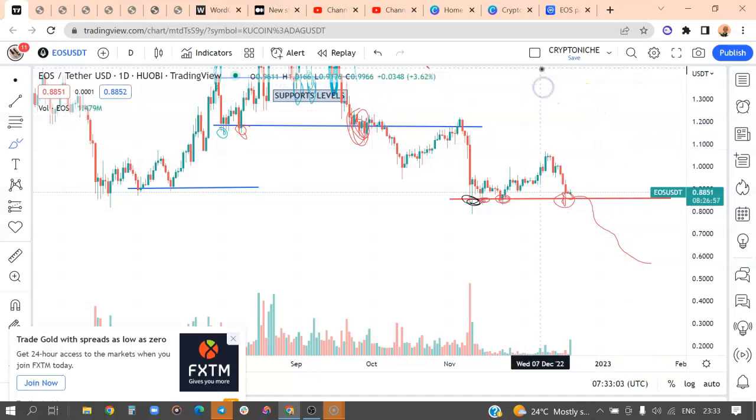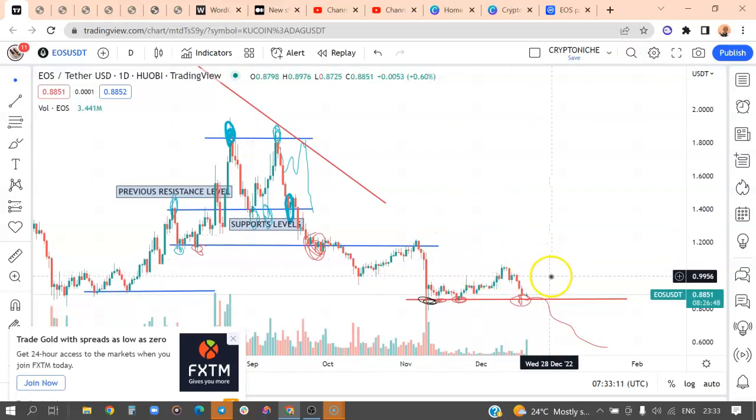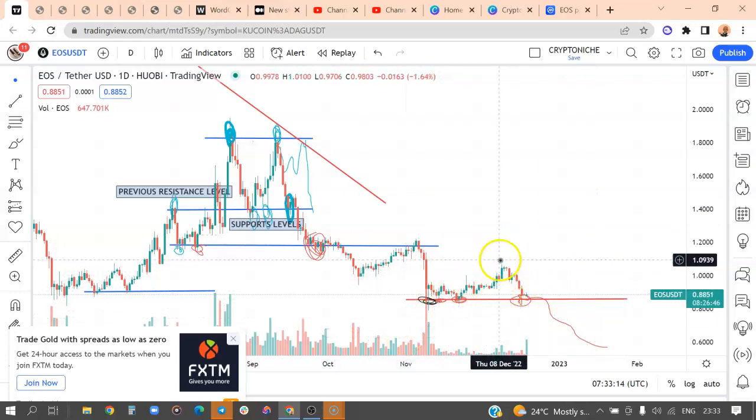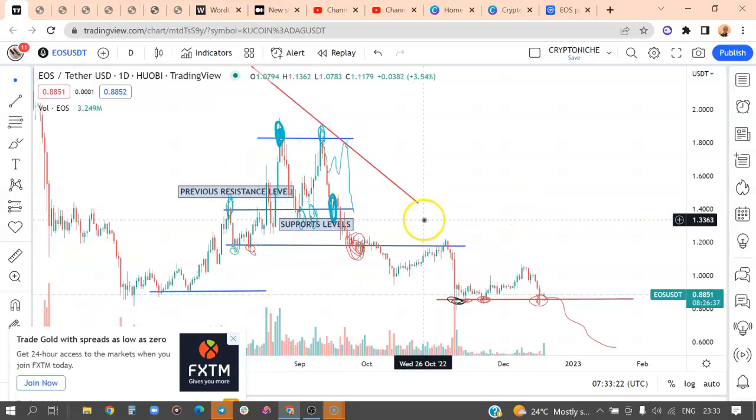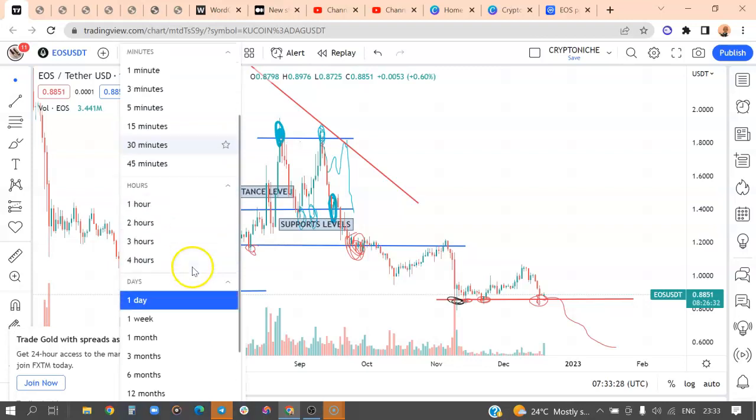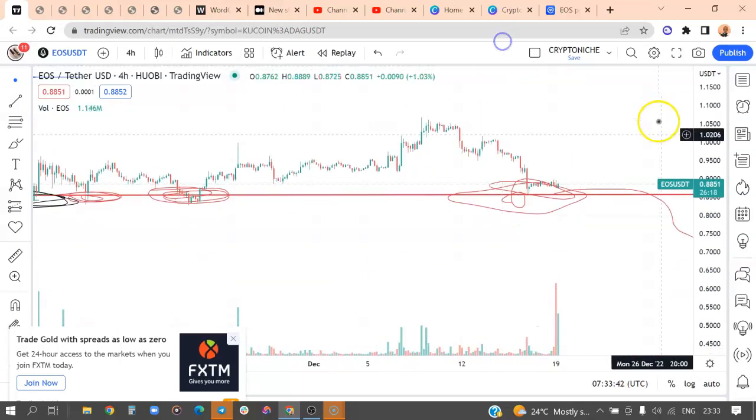Any pump that you see on EOS, on the spot market it makes sense to buy, because this is obviously the accumulation stage. But if you are trading this on futures, man, it is dangerous to buy. Every pump, every uptrend like this that you see on this micro level, it makes sense to short it. That is the only thing that makes sense right now.